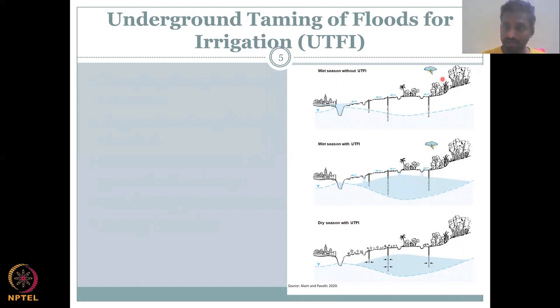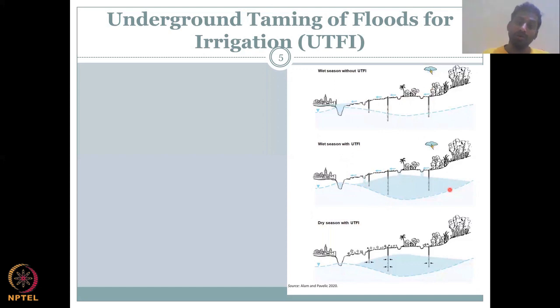Without the UTFI scheme, when there is rain, all the water comes as runoff. It goes into the rivers and streams and floods the cities and rural villages. Whereas in UTFI, there are these long groundwater recharge shafts, where water is stored in small recharge ponds and pushed into the groundwater through the recharge shaft, thereby increasing your groundwater recharge.